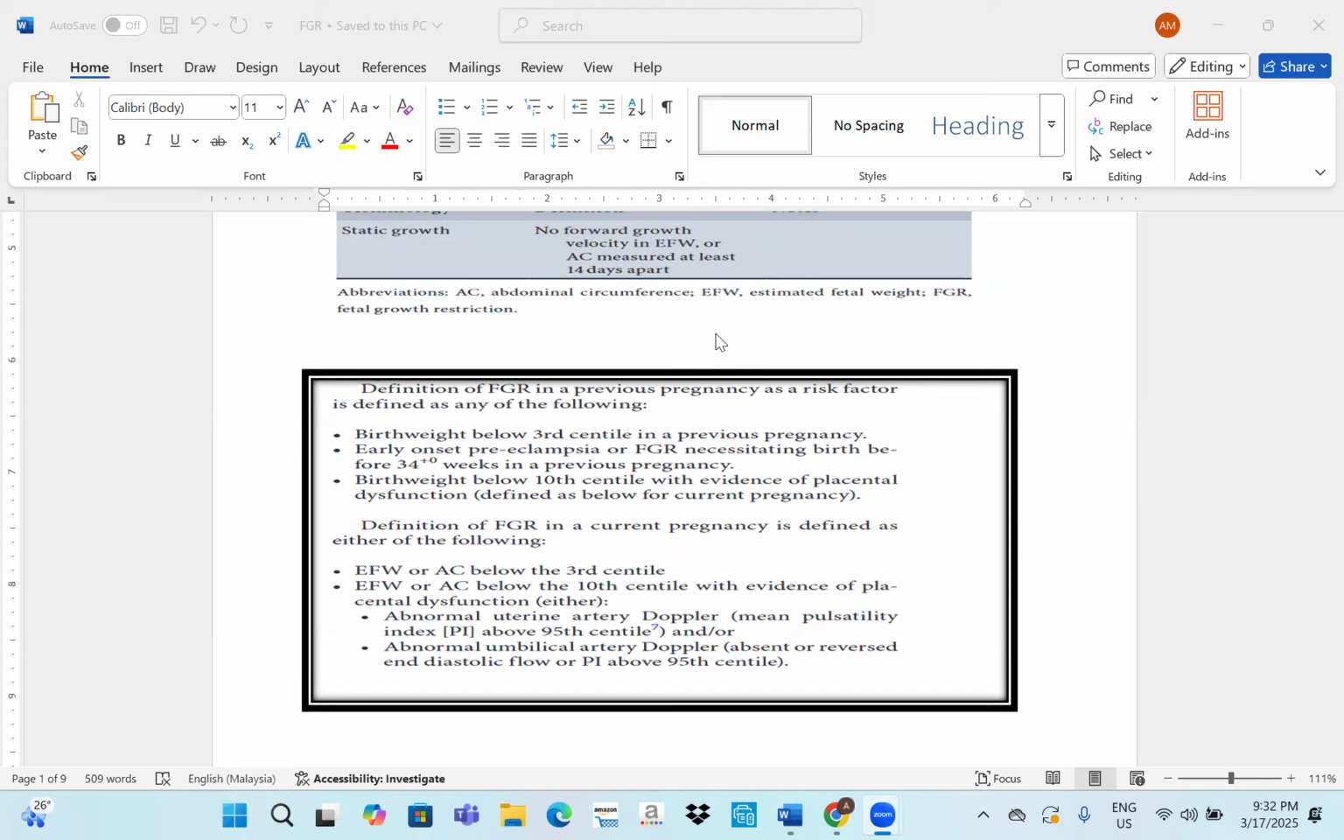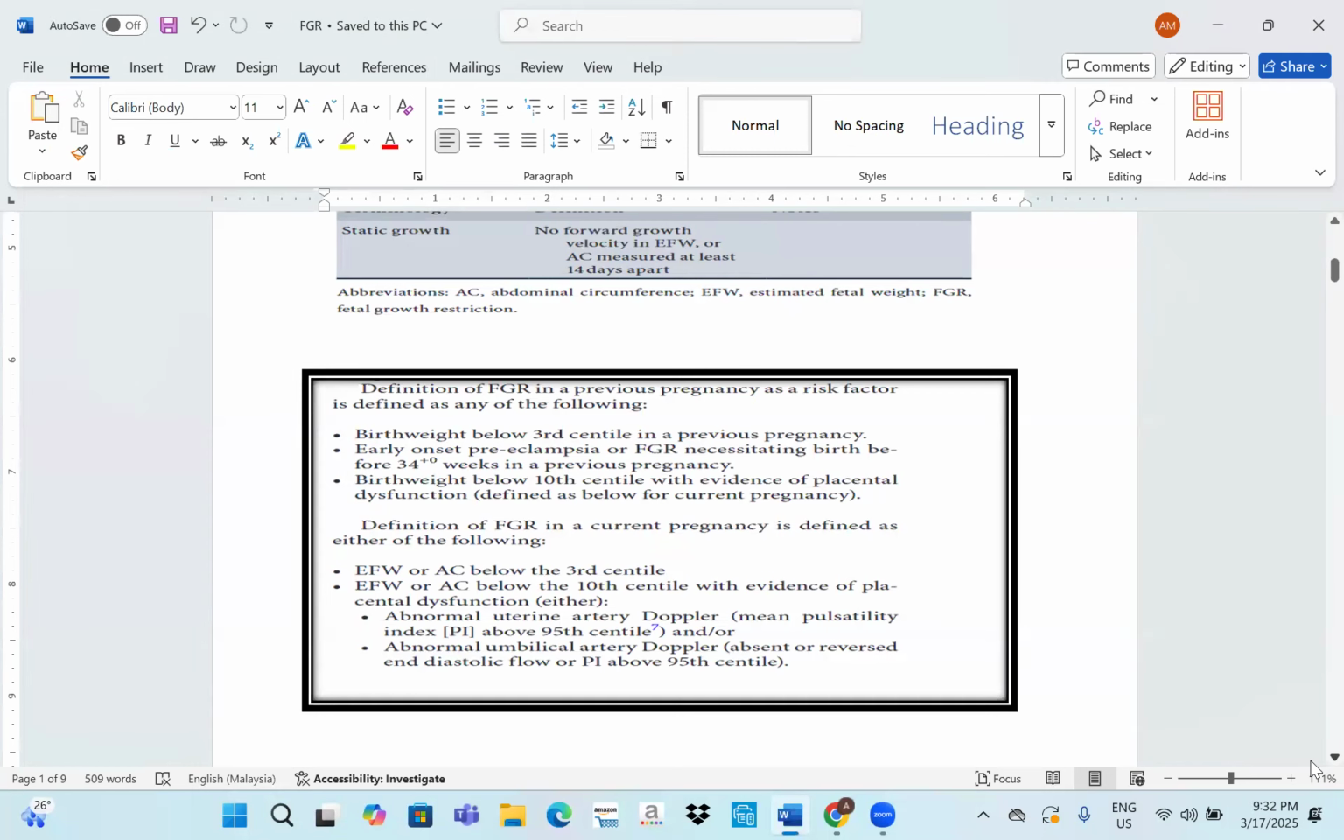Okay, clear up till now? Clear? Okay. So the concept for the pulsatility index above the 95th centile is now clear.